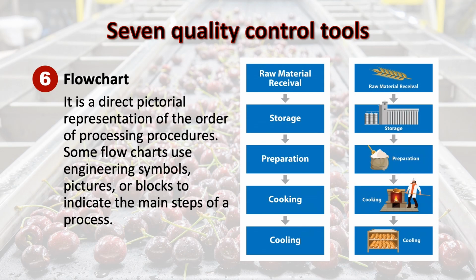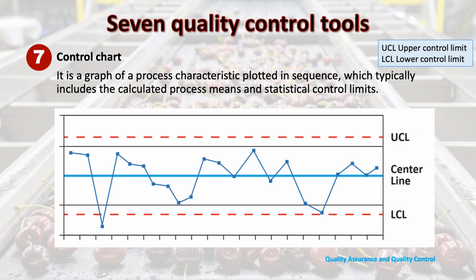A flowchart is also a quality control tool. It's a direct pictorial representation of the order of processing procedures. Symbols or boxes with words can be used for establishing a flowchart. A flowchart is used as the first step for establishing a food safety plan or HACCP. A flowchart allows us to go over the entire process and identify steps at which control measures can be implemented and verified. A control chart is also a type of quality control tool.